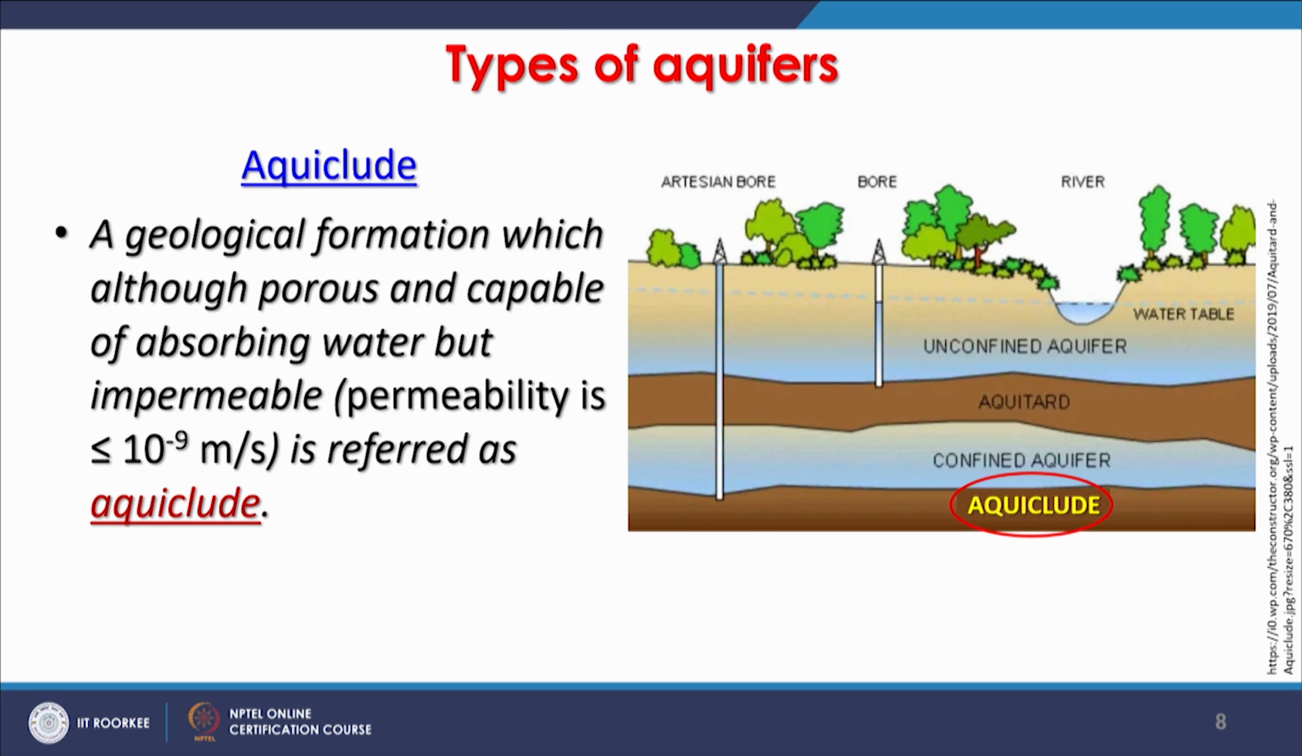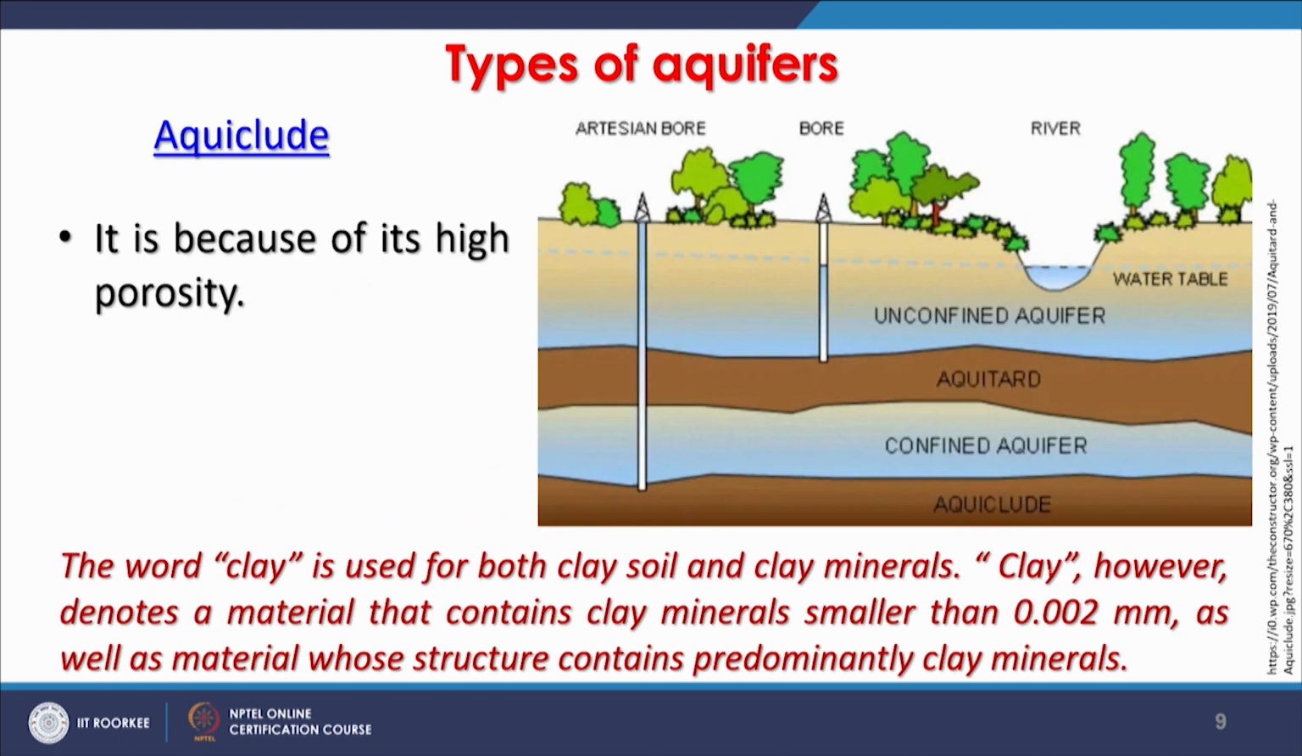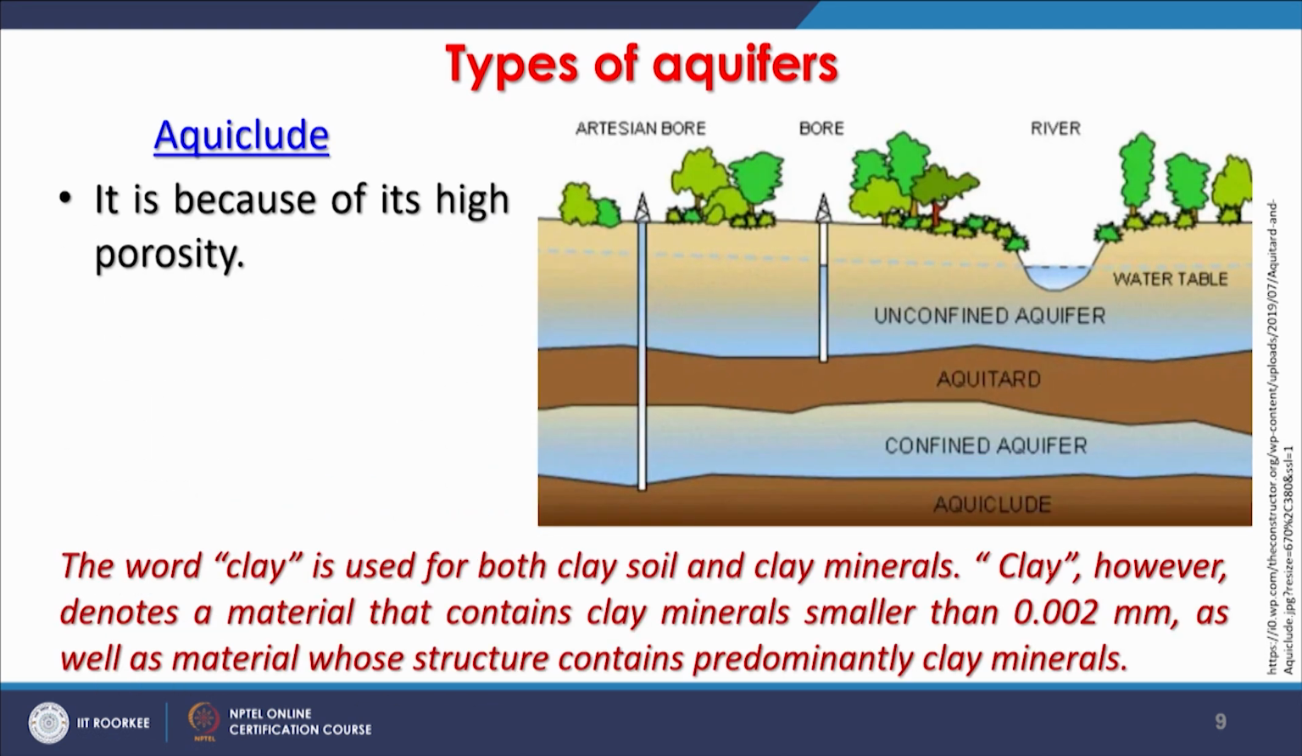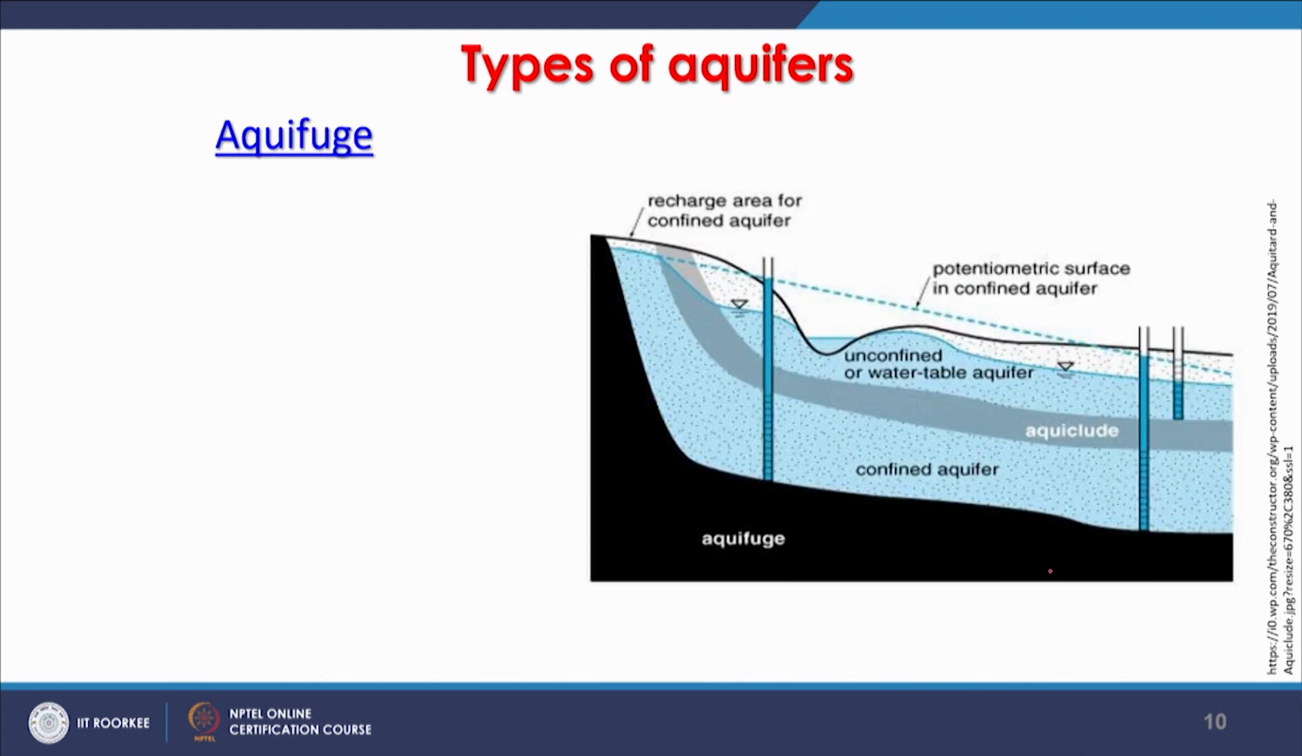So, the bottom layer here is shown as aquiclude, and natural sediment examples are clays. If it is a purely clay layer, then it serves as an aquiclude, and shales too, because clay can absorb water and swell, and then it cannot release the water so easily. Shales, which are also clayey rocks, will have the same kind of problem. So, aquiclude, because of its high porosity, and clay is an example of aquiclude, we have already covered this part.